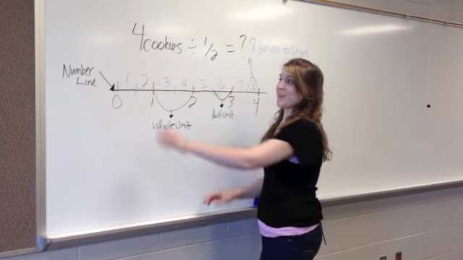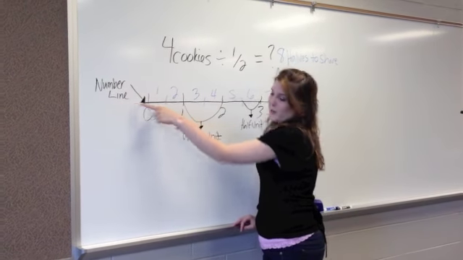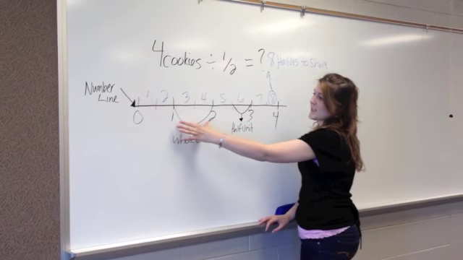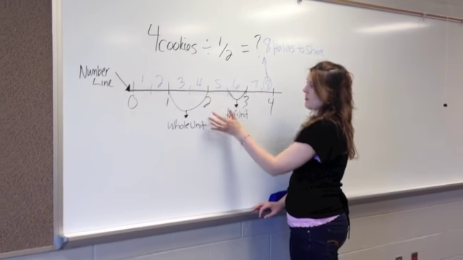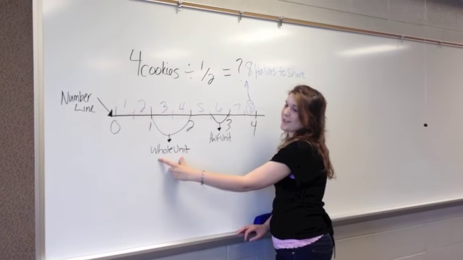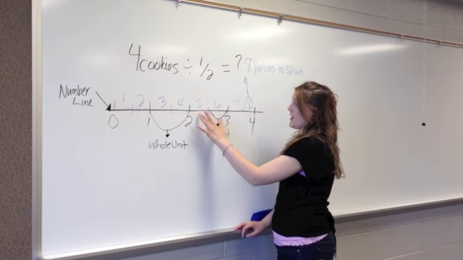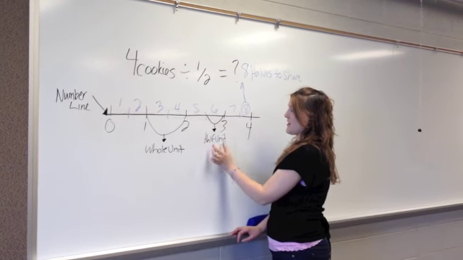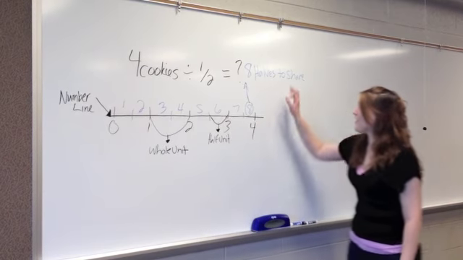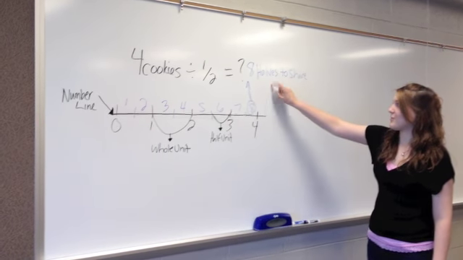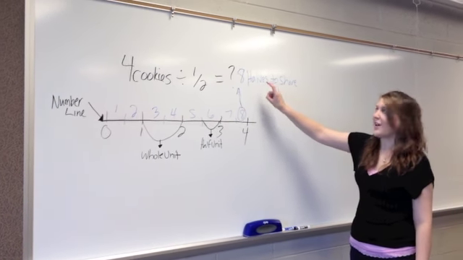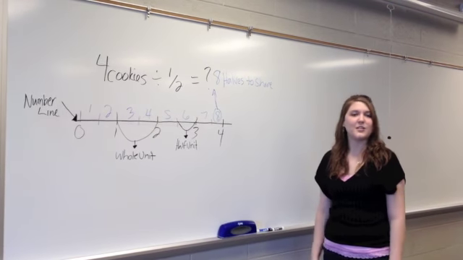For review, this is the number line. This between the 1 and a 2, or a 2 and a 3, or 3 and 4 is a whole unit. And then in between there is a half a unit. And then you have your total, which you always want to label. Halves to share in total.